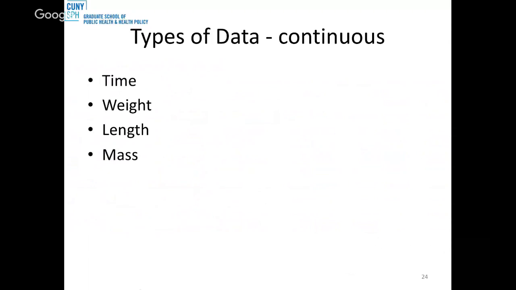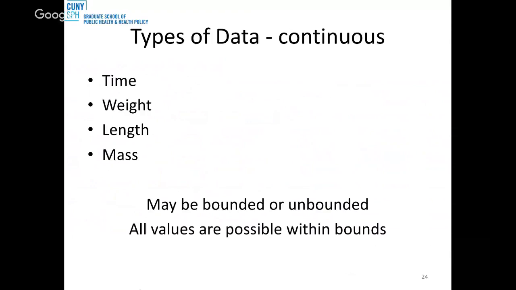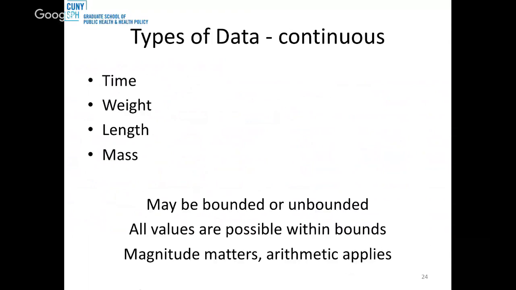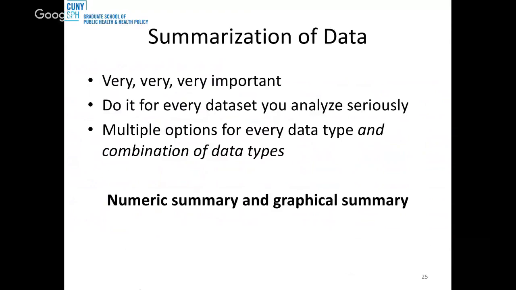Finally, continuous data. These are things like time, weight, length, or mass. They can be either bounded, such as mass, it's always positive, or like weight and length, or time, which potentially could be negative before a certain time and positive after that time. But the key thing is that if there are bounds, all values are possible within those bounds. And again, the magnitude matters, and again, arithmetic applies.